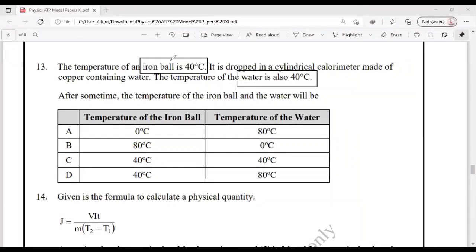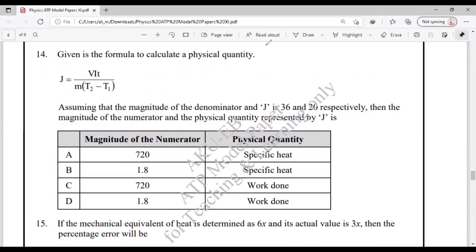So as we can see, we have two objects, object A and the other substance B. They are at the same temperature, so there will be a thermal equilibrium between the ball and the water. There will be no net amount of energy or heat transferred between them. So their temperature would remain the same, 40 degrees and 40 degrees. So option C is the right answer.